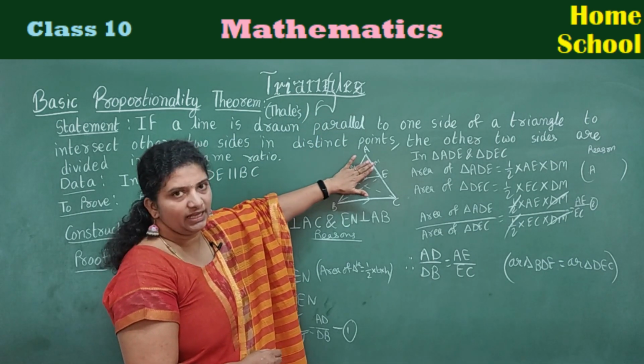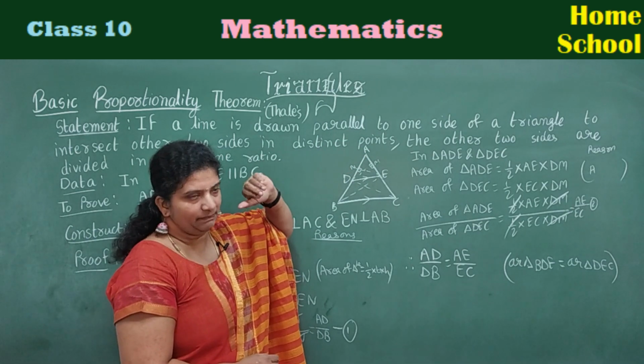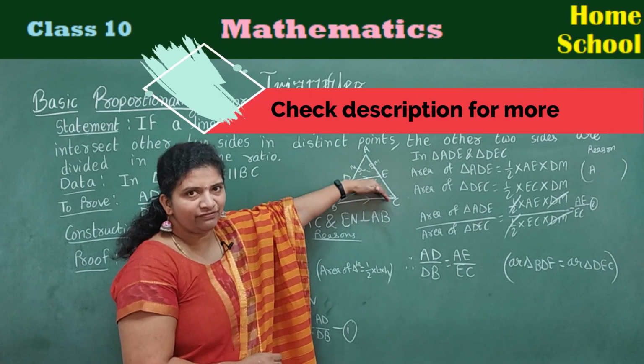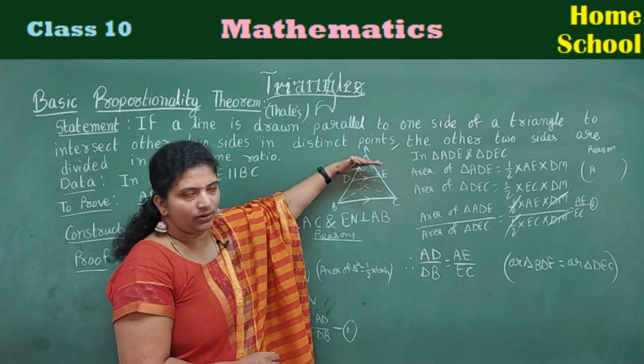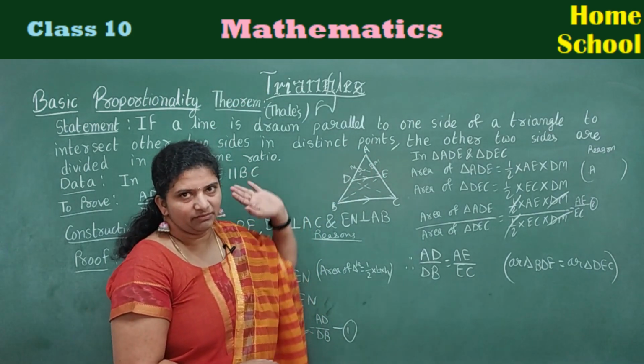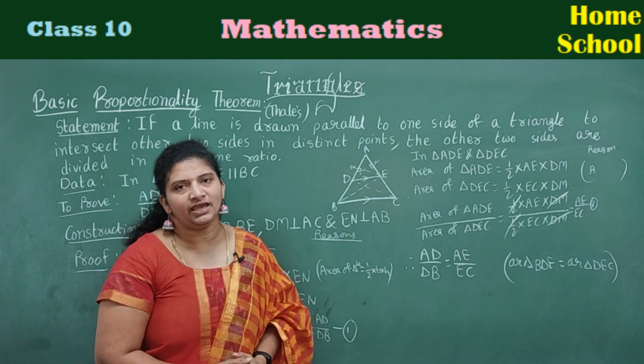Now again consider the same top small triangle and this side triangle. Area of this triangle, half into base AE into height DM. And this triangle, half into base EC and height DM. So there also half and DM will be cancelled. You are left with AE by EC.